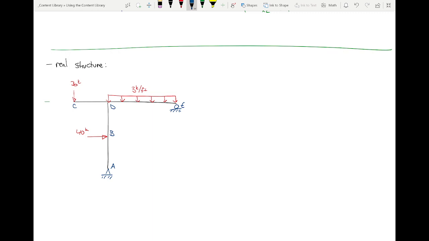Now, what I want to do is focus on this column. But before I do, let's put some dimensions on this. Okay. Now, does somebody have some reactions for me, or do we need to do this together? I could tell you that this reaction here is 40 kips. What about the vertical reactions? 49, 29. Okay.